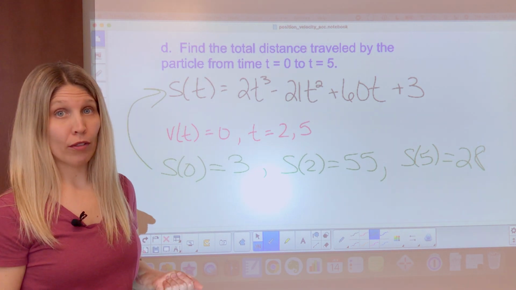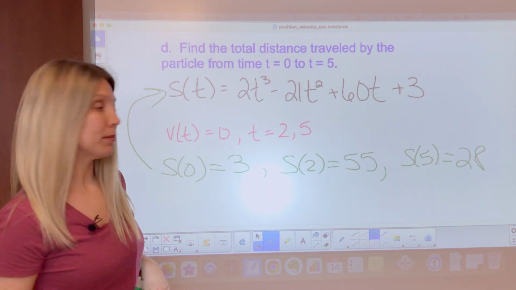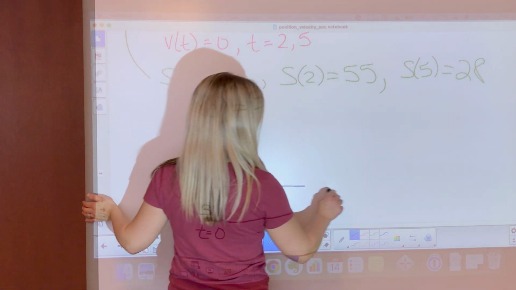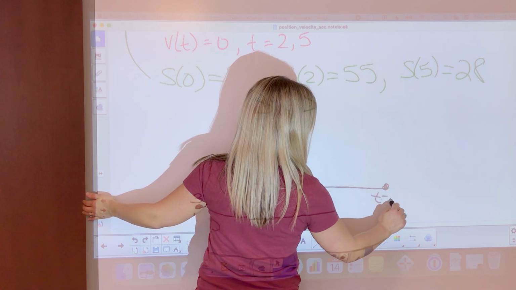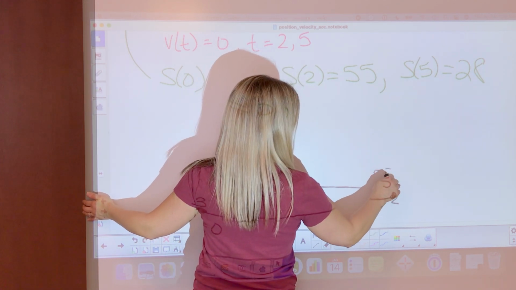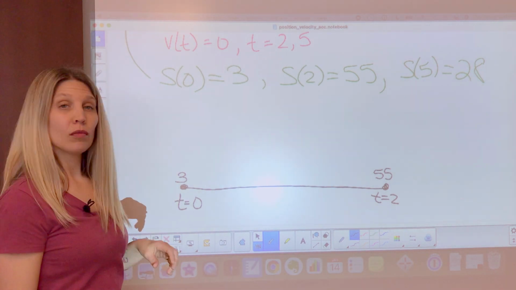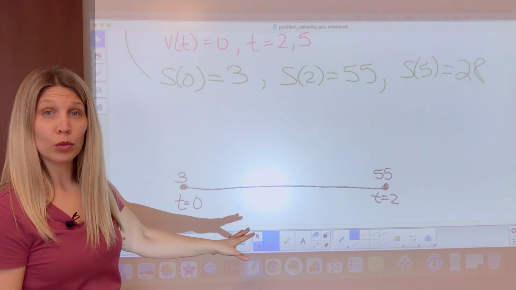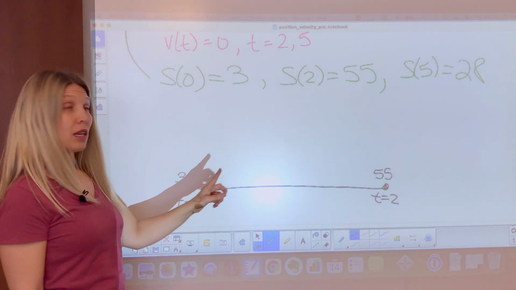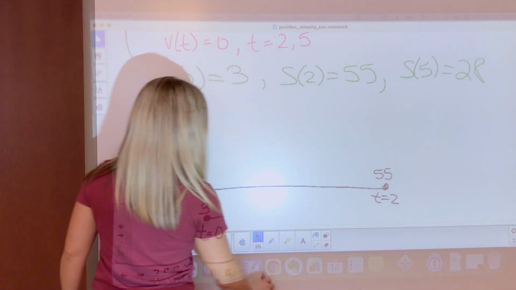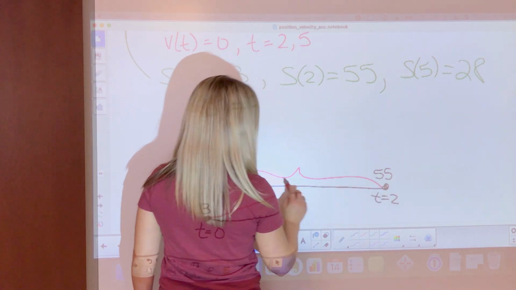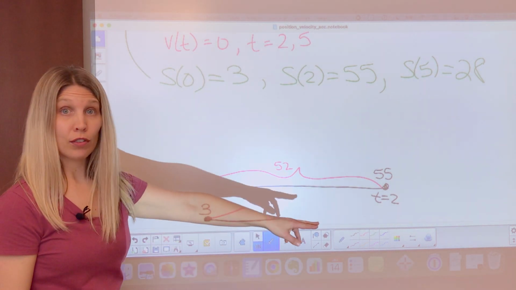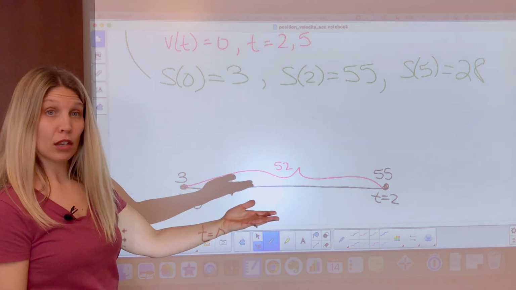Now you have to figure out how far you traveled. So we're going to draw a little map to show where you went. When t was 0, you started at position 3. Then, for 2 seconds, when t equals 2, you ended up at 55. Let's just stop here for a minute. How far did you drive from t equals 0 to t equals 2? You went from 3 to 55. So hopefully you're seeing that this space here was 52 units, right? 55 minus 3, 52 units. That's how far you drove.